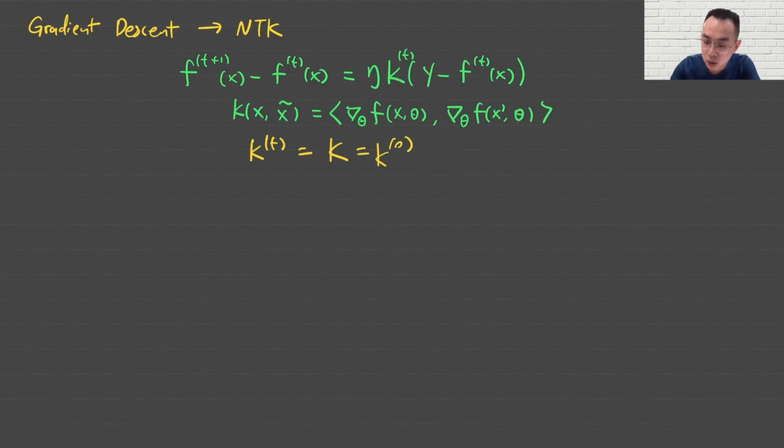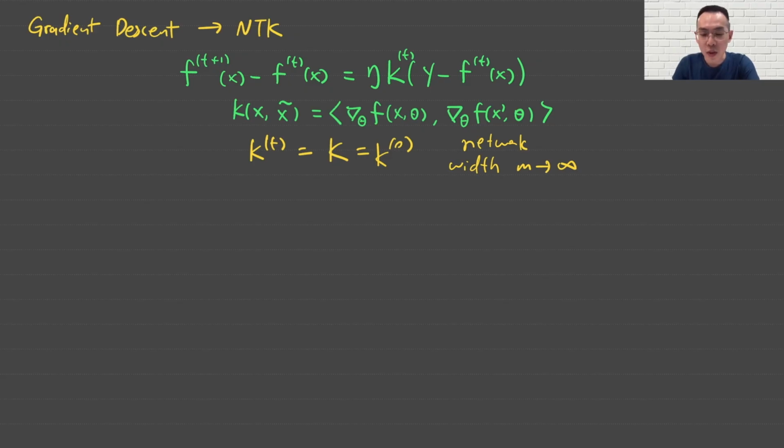Right, this happens when the network width m goes to infinity, right? That means we have lots of neurons. Then we can have this approximation. So all of this is saying that there is an implicit feature map for our neural network, where the training behaves like a linear regression model in that feature space.